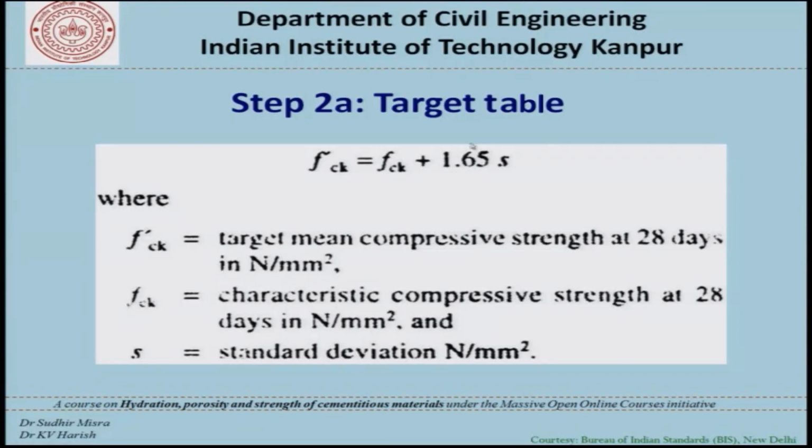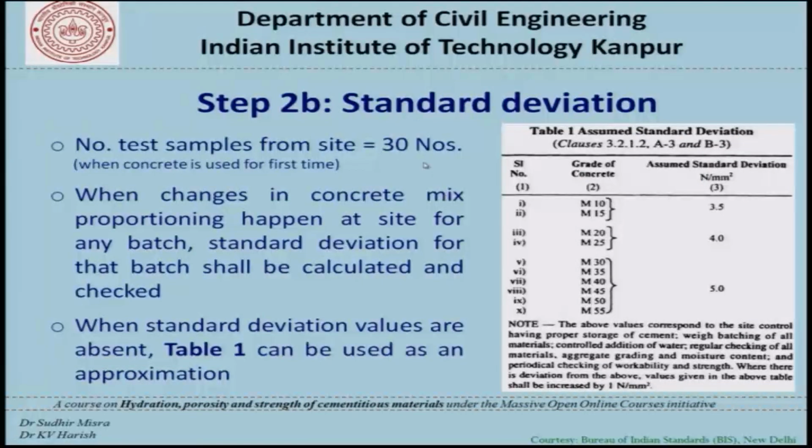In many cases, we can also take 99%. Accordingly, this coefficient will change. Largely for concrete, we use a confidence level of 95%, and the constant referring to the 95% confidence level is 1.65. Now we have to determine S, which is the standard deviation. So we go to the next part within step 2.